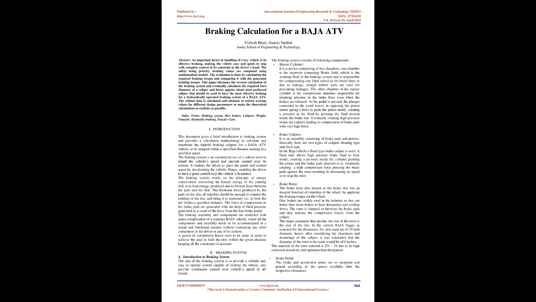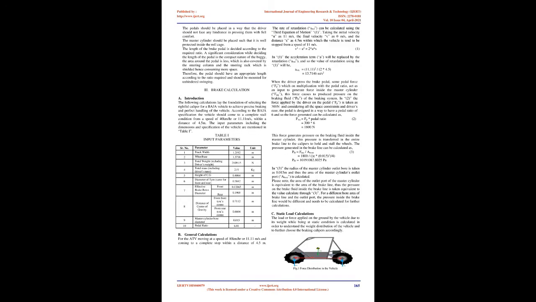The braking system consists of the following components. Master cylinder. It is a device comprising two chambers. One chamber is the reservoir containing brake fluid, which is the working fluid in the braking system and is responsible for compensating any fluid loss in the brake lines or due to leakage, though rubber seals are used for preventing leakages. The other chamber of the master cylinder is the compression chamber, responsible for retaining pressure in the brake lines even when the brakes are released.